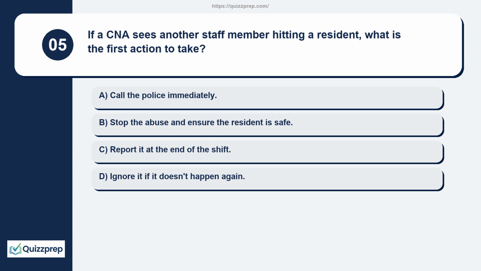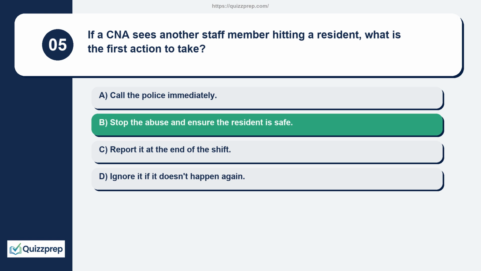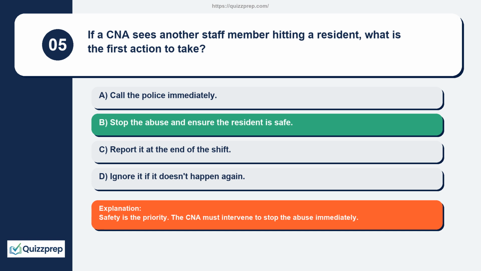Question 5. If a CNA sees another staff member hitting a resident, what is the first action to take? Call the police immediately. Stop the abuse and ensure the resident is safe. Report it at the end of the shift. Ignore it if it doesn't happen again. Safety is the priority. The CNA must intervene to stop the abuse immediately.